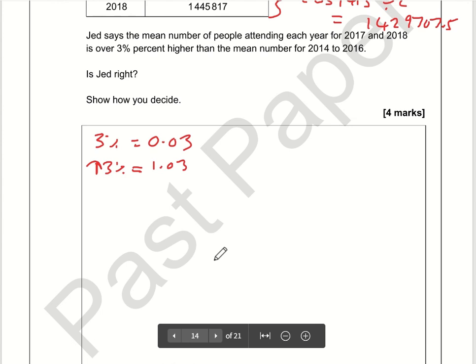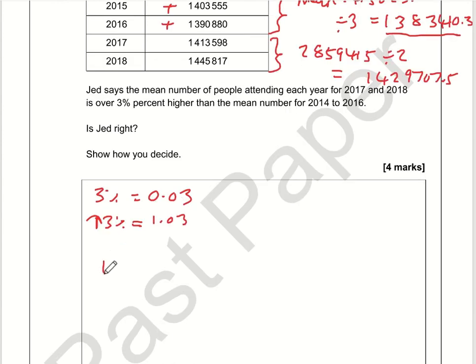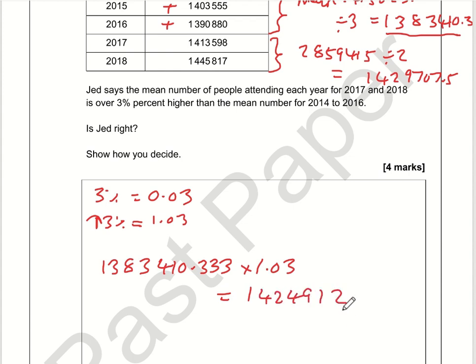So what I'm going to do is, let me just copy that number, I'm going to multiply 1383410.333 by 1.03, and I get 1424912. Jed says that the mean number for 2017 and 2018 is over 3% higher. So this is 3% higher. Is this greater than that? We've got 1429, 1424. So yes, Jed is correct.